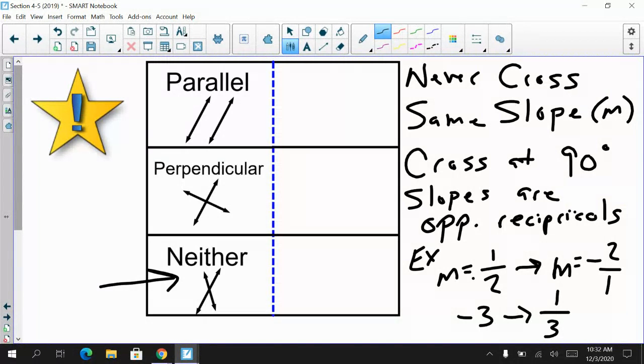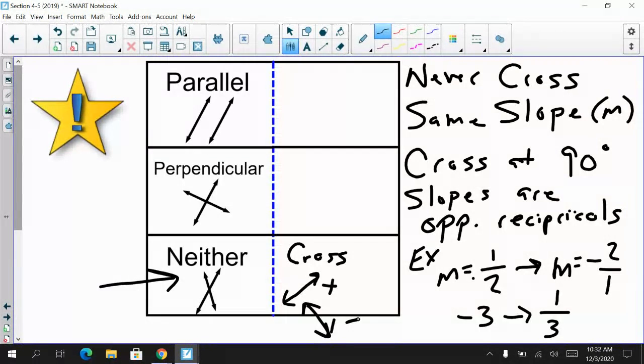Obviously, if the lines are not parallel or perpendicular, they're going to cross at a variety of points. The slopes are not going to be the same. In general, though, a good reminder is if the line's going uphill, this is a positive slope. If the line's going downhill, the slope is negative.